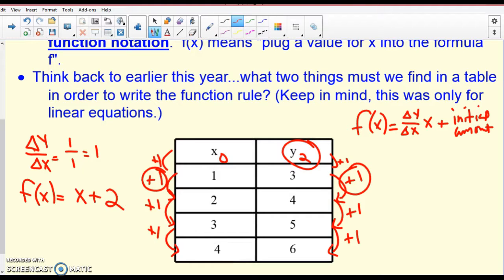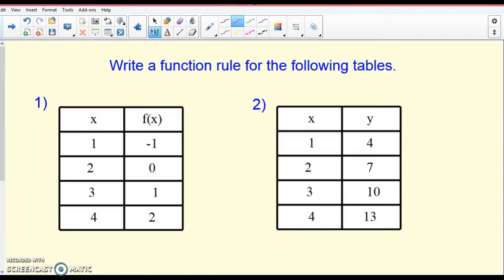There's my function rule. Now, of course, people, we did a little more investigating in this table. What do I do for 1 to get to 3? I add 2. What do I do for 2 to get to 4? I add 2. What do I do from 3 to 5? I add 2. So my function rule is X plus 2. You could have just figured that out. That's a super easy one, though. Not all rules are going to be that obvious. Let's take a look at this one.